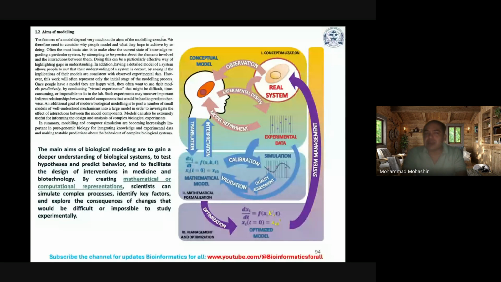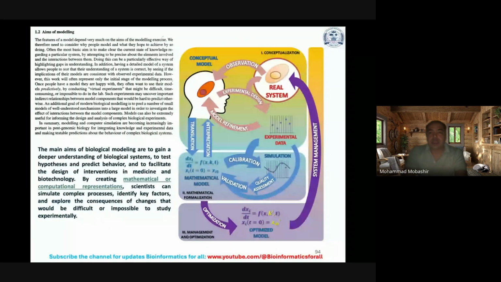By creating mathematical or computational representations, the researchers can simulate the entire complex processes, identify the key factors, and explore the consequences of changes that would be difficult or impossible to study experimentally. The figure on the right side is the representation of all these things that I discussed in these two slides.